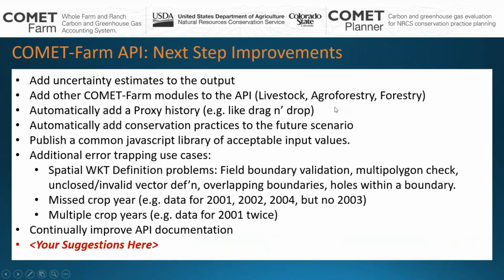All right, I'm going to move on now to next step improvements, and I'd like to ask you all to start thinking about any questions that you may have based on what I've said so far. Let's see, so our next steps, we're going to be adding uncertainty estimates to the output coming from the API. They're currently available through the GUI, and we just haven't provided them through the API. We'll be adding other COMET-Farm modules to the API, including livestock, agri-forestry module, and forestry module.